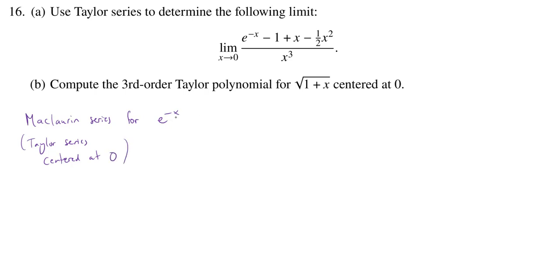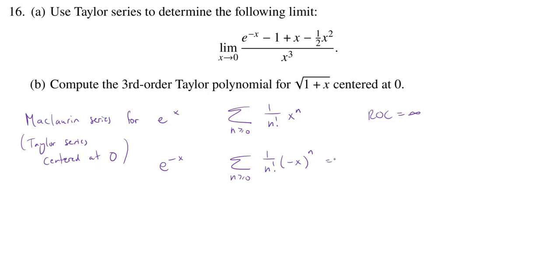All right, so I want this for e to the negative x. Well, maybe we should do e to the x first. So the Taylor series for e to the x is a sum starting from 0 of 1 over n factorial x to the n. If I want it for e to the negative x, I'm just going to replace my x with negative x. Of course, the radius of convergence is infinity here, like this converges for all x. So I get 1 over n factorial, negative x to the n.